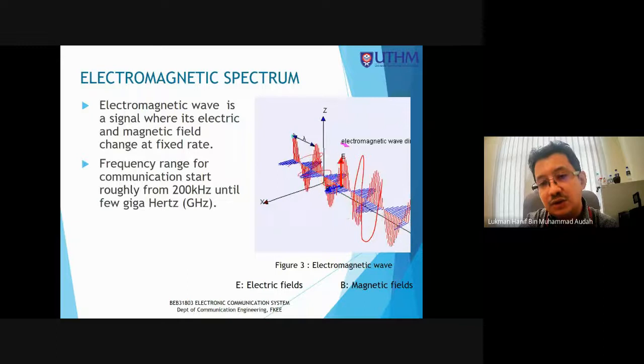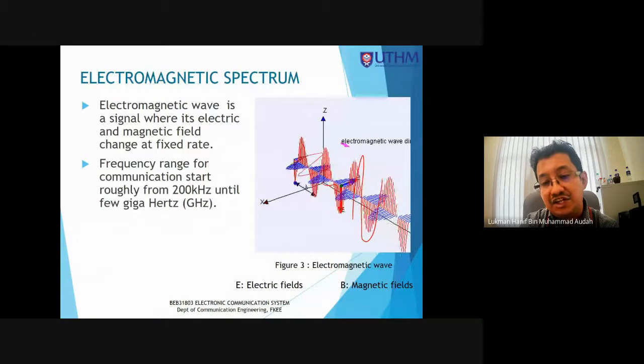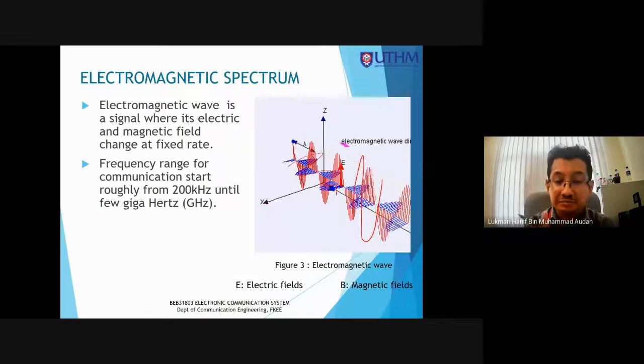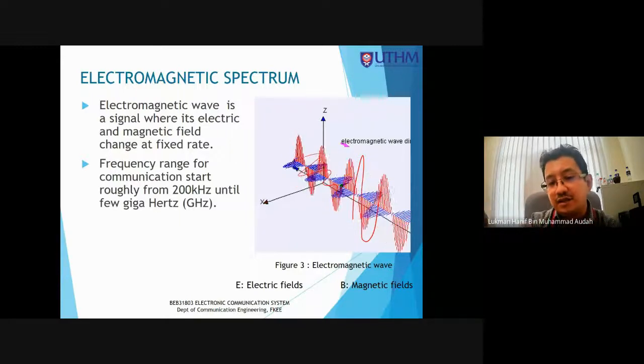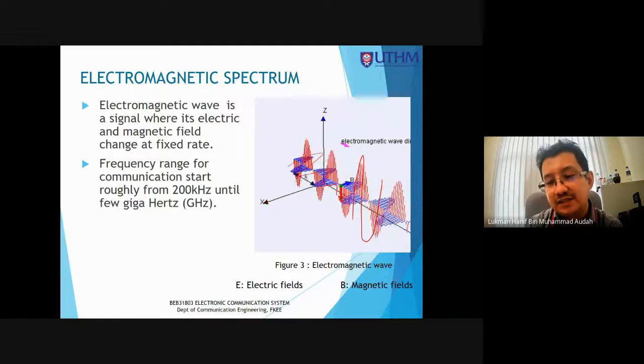Okay, so electrical field and magnetic field are perpendicular to each other. Dia punya sudut adalah bersetentang antara satu sama lain. Okay, and both of these move in different directions. Dia bergerak pada arah paksi y di sini.